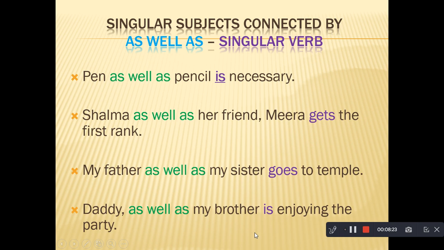Here, singular subjects connected by "as well as" means we use the singular form of the verb. Pen as well as pencil is here. Pen and pencil connected by "as well as" use the singular form of the verb. Shalma, her friend, connected by "as well as" use the singular form of the verb or maybe an auxiliary. Here, singular subjects connected by "as well as" means we use the singular form of the verb or maybe an auxiliary.